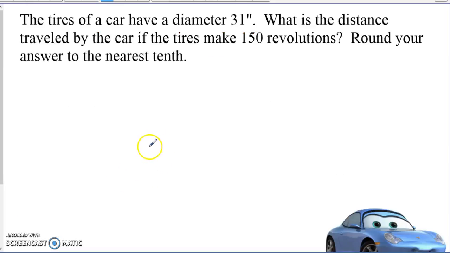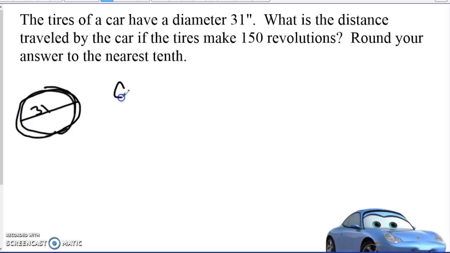Let's just read the problem. The tires have a diameter of 31, so I might sketch a circle, I might put diameter, and I might put 31. What is the distance traveled by a car if the tire makes 150 revolutions? Obviously, it's a 31-inch diameter, so we're talking about inches. And so hopefully you realize they're talking about how much the tire goes around. So that's circumference. So I'm going to say circumference equals diameter times pi.